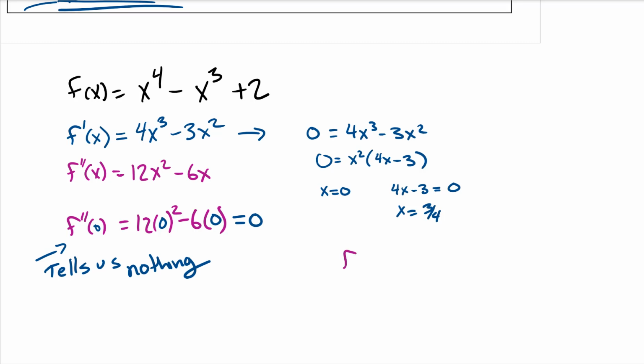So, well, let's go through and check 3/4. So f double prime of 3/4. We plug that in there. All right, cool. We get 12 times 3/4 squared minus 6 times 3/4.